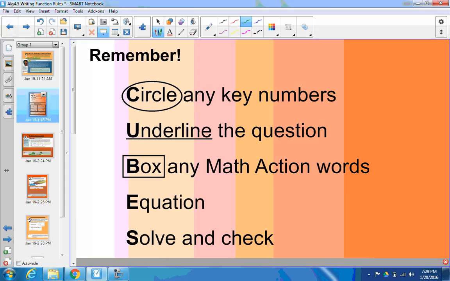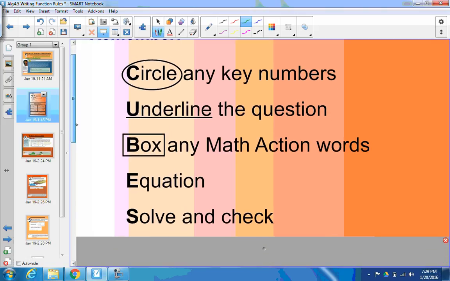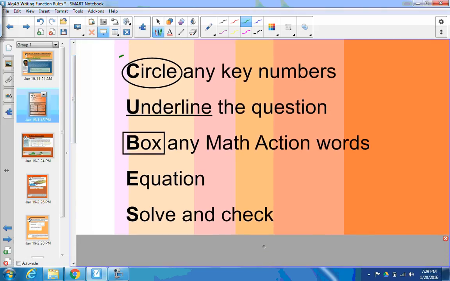So start by circling any key numbers. So key numbers that might be part of the problem. Underline the question that we're trying to answer. Boxing any math action words. Writing in the equation, and then ultimately solving and checking if we're asked to. So especially these first three, and then the fourth one are the really important ones for right now.